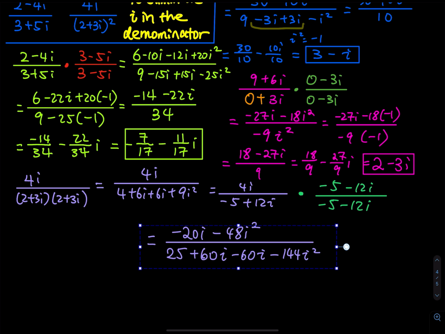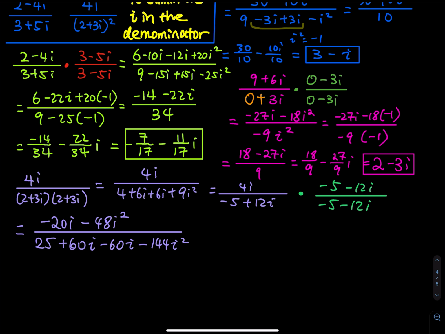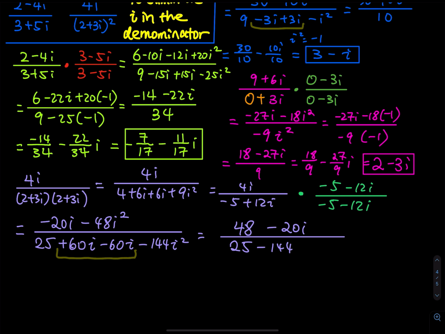Okay, so how about this? We move this over here, and then we keep on moving. The top, you have an i squared, so that becomes a positive 1. So that will be a 48 minus 20i, because we let the real number go first, followed by bi. And then the bottom, we have something big to cancel. So this is canceled, and then we have a 25 minus 144 times negative 1. So that is 25 plus 144, which is 169.